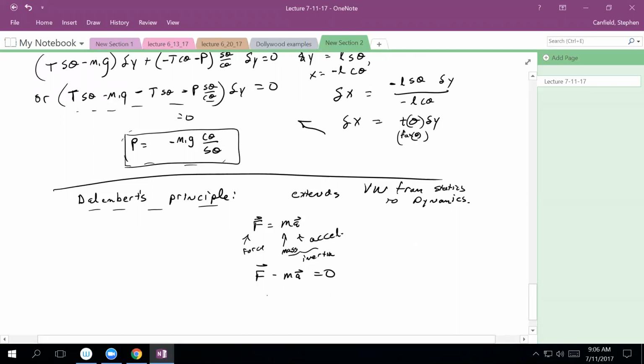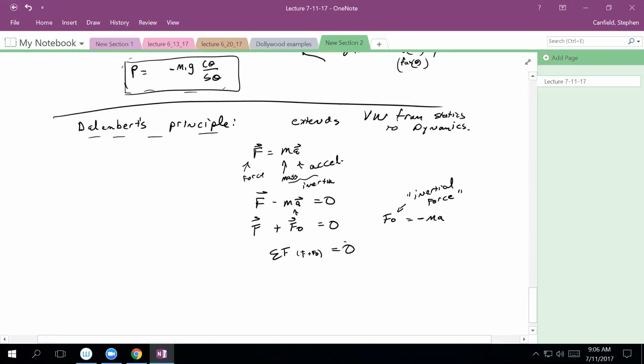And let's go one step farther. Let's just call that ma an inertial force, F sub O, so we can make it look like a statics problem. Look, voila, sum of forces, where force consists of F plus F sub O equals zero. And this F sub O is what we call the inertial force, and it equals negative ma. So that's really, as near as I can tell, all there is to the concept of Dalembert.